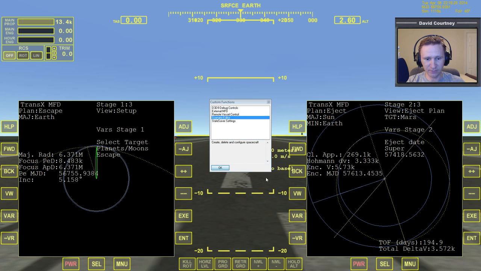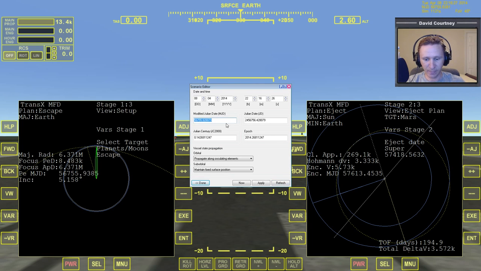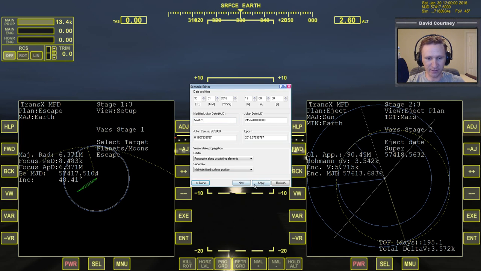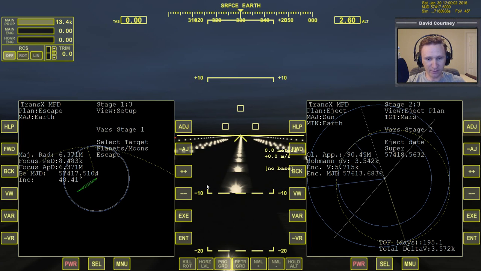Scenario editor, date 57417.5, apply. I think I hit now or something. Then done, close. And now you'll note that the closest approach went from 245K up to 90,000 kilometers. And that always happens when you move the date forward by a lot. And that's exactly what we just did.